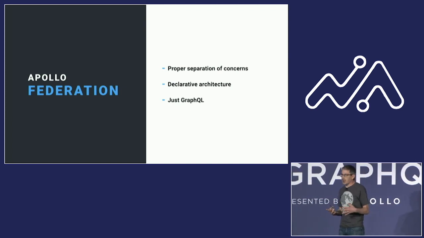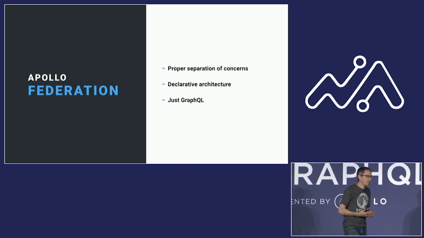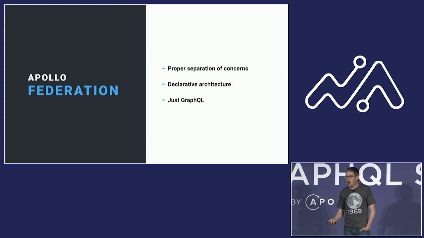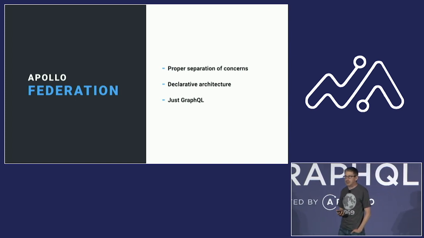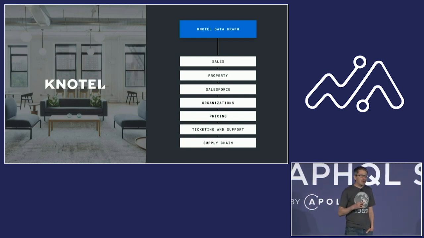Two, it's a declarative architecture. You don't have to write code. And three, it's just GraphQL. It's standard compliant. You don't have to rewrite your apps. It doesn't break your tools. And this isn't just for really large companies. Federation is really a model for team collaboration at every scale.